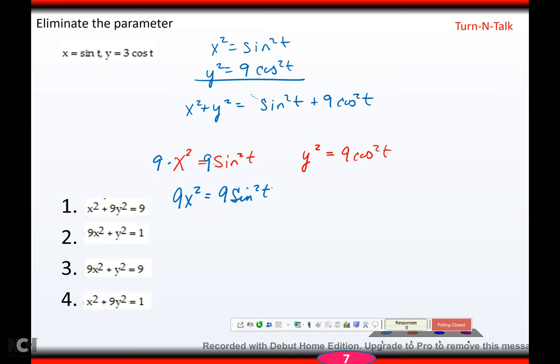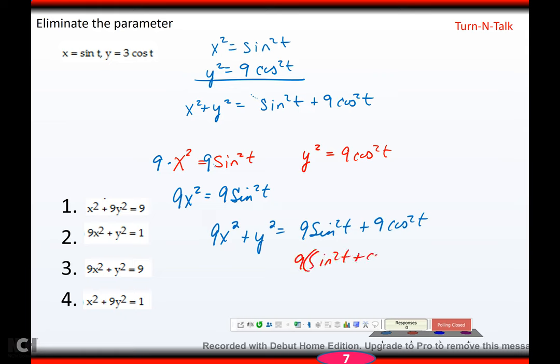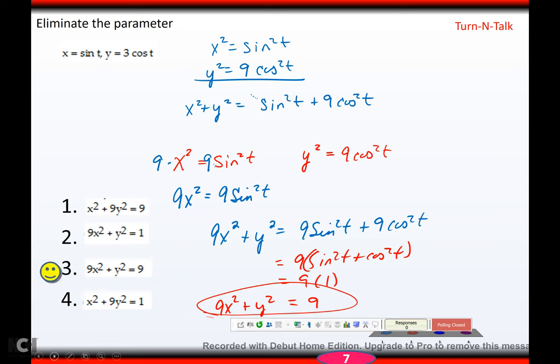So now, if I put everything back together, I can say that my horizontal plus my vertical equals my horizontal plus my vertical. And now I can factor out that 9, which would give me sine squared t plus cosine squared t, which is 1, which is 9. So I have 9x squared plus y squared equals 9. And there's your equation. That's not going to be a circle, I don't know what that's going to be.